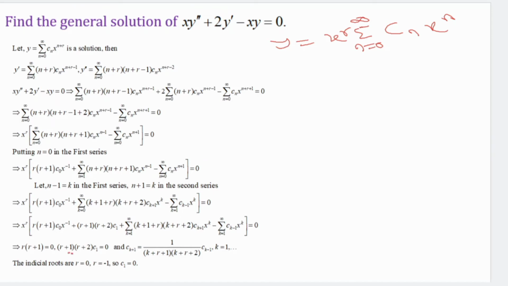From this we also consider this one equal to 0. That means r plus 1, r plus 2, c1 equals 0. This gives c1 equal to 0, because c1 equals 0 divided by r plus 1, r plus 2. Since r is a constant, 0 divided by any constant is equal to 0. That means c1 equals 0 here.